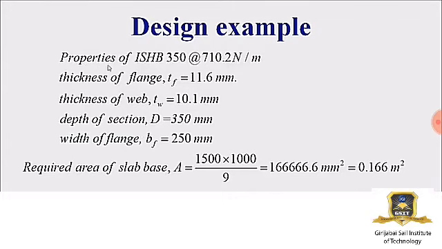Now from our handbook or steel table, we have properties of ISHB 350. Thickness of flange TF is equal to mm. Thickness of web TW is equal to 10.1 mm. Depth of section D is equal to 350 mm. Width of flange 250 mm.